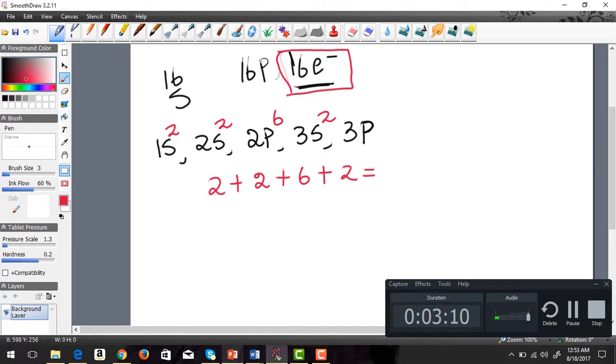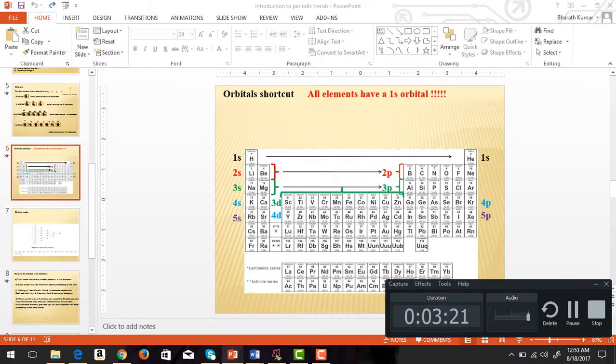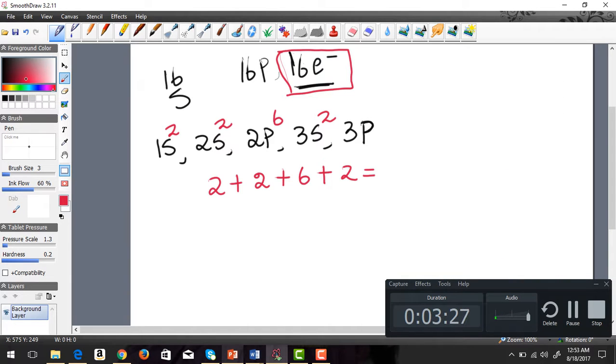Now, if I add all this, I'll see it's 14. Did I do my math right? I think I did. 6, 12. Sulfur is 16, right? So it's got 16 electrons, and I'm missing something. How much am I missing? Right now I have 12 electrons total, so I'm missing 4 more to get to 16, so I have to add 4. That means I add my 4 here, which adds up to 16 electrons, right?